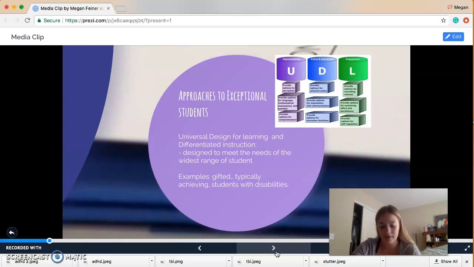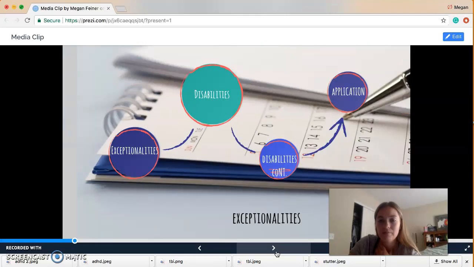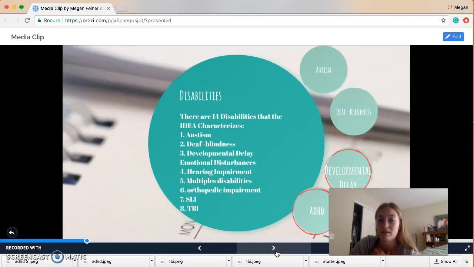Assessment and other advancements are used to help you see what you need to help the student with. So next we're going to talk about some disabilities. As I said earlier, there are 14 disabilities categorized by the IDEA. Some of these include autism, deaf-blindness, deafness, developmental delays, ADHD, TBI, speech and language disabilities, etc.